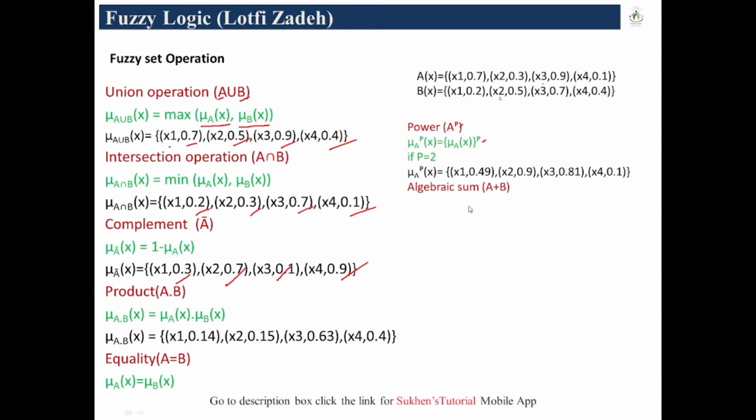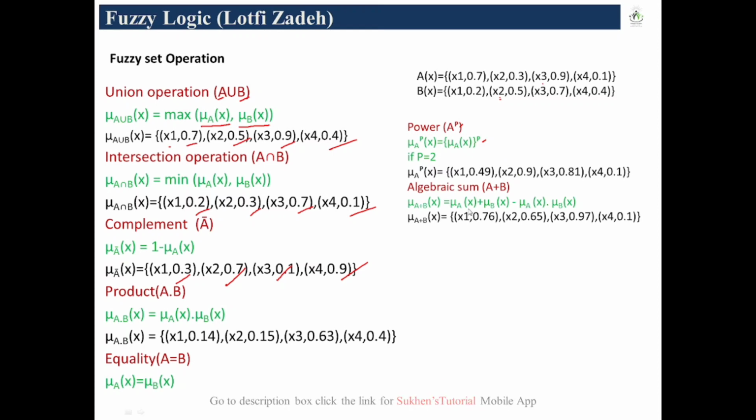And algebraic sum means A plus B, that is set A plus set B. The formula in fuzzy set operation is mu of A(x) plus mu of B(x) minus mu of A(x) into mu of B(x). That is the algebraic sum of fuzzy set operation. What is the result?